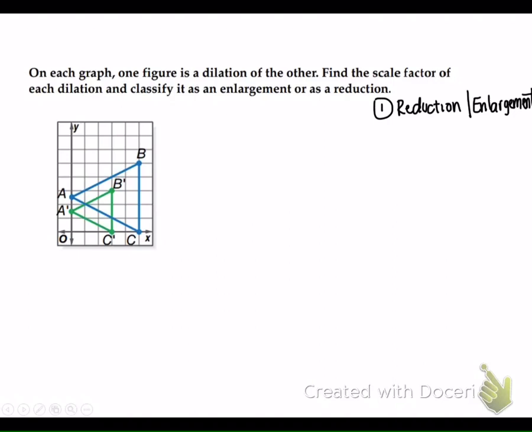What is it going to be? Is this an enlargement or reduction? Why do we know that? So we're going to go from A to A prime. This is also large to small. It's a reduction. So we're going to put that in our problem. Reduction. That is the reduction. Okay.